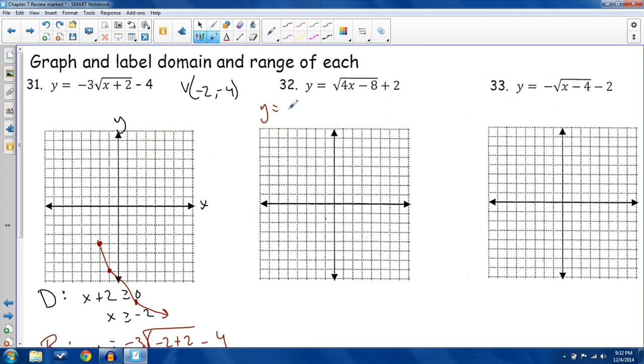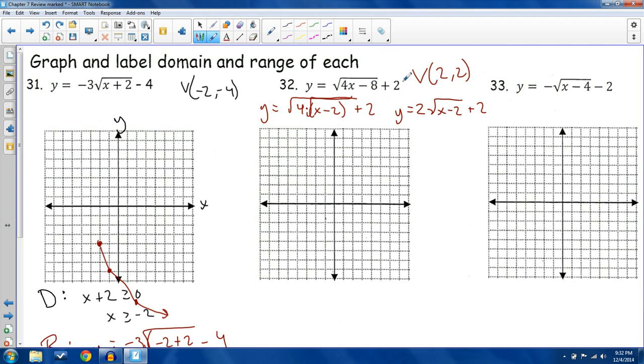So this one's not in proper vertex form because I need to get positive 1x inside the square root. So what I'm going to do here is factor out the 4. And I'll have x minus 2 plus 2. This becomes, check this out, the square root of 4 times the square root of x minus 2. The square root of 4 is 2. So this becomes y equals 2 times the square root of x minus 2 plus 2. This is proper vertex form for your guy right here. So you already know now that your vertex is 2, 2. It wasn't going to be 8, 2.